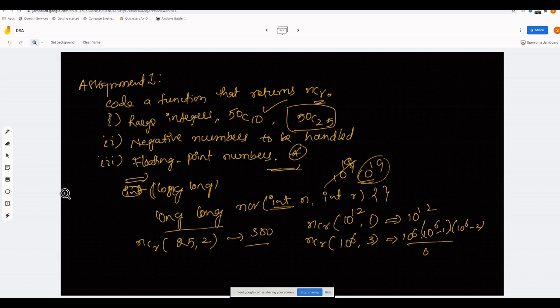So if you're talking about negative values, R can be any large value, right? Of course, I can't give an r that doesn't fit in the integral range. In fact, you can consider up to 1 million.